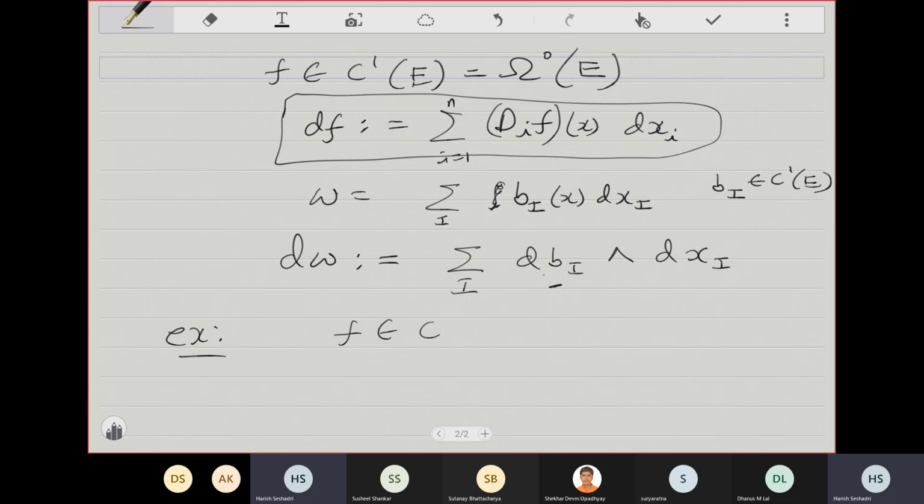of a one form. So f is in C1 of E, a zero form, but I'm going to look at df. Df will be a one form, so it will act on a one-surface. A one-surface is a C1 map from [0,1] to E.